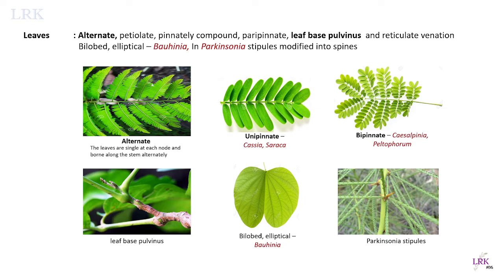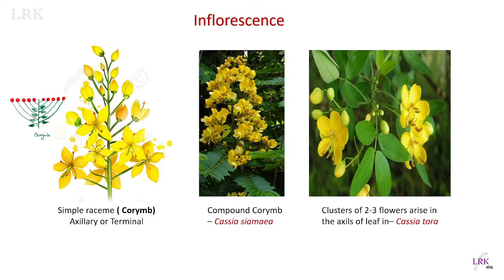Okay, this is regarding the leaves. Now when coming to the reproductive morphology, we will discuss the type of inflorescence first, then the individual flower, and after the description of the individual flower, we will see what are the different whorls present in the individual flower. Okay, so first inflorescence. Inflorescence in this family is a simple raceme.